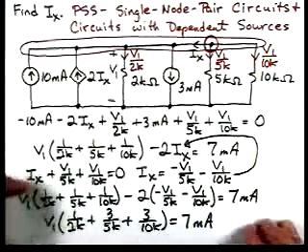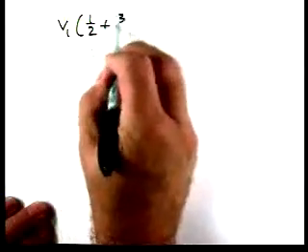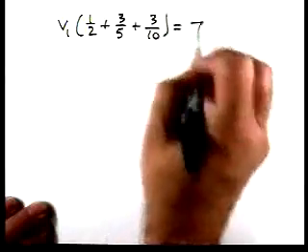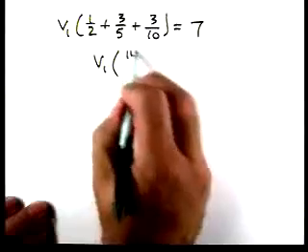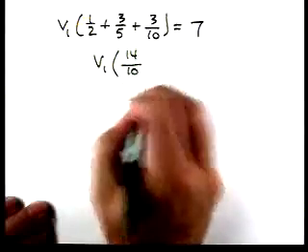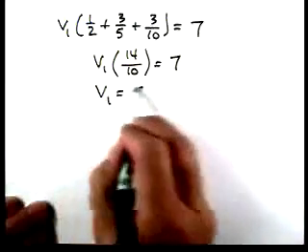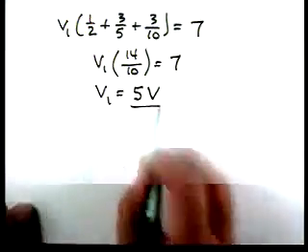So let's multiply through by 1,000. If we do that, we'll have V1 times the quantity of a half plus 3/5 plus 3/10 is equal to 7. This term in parentheses reduces to 14 over 10, equal to 7. So then V1 is equal to 5 volts. Okay, so there's our voltage.